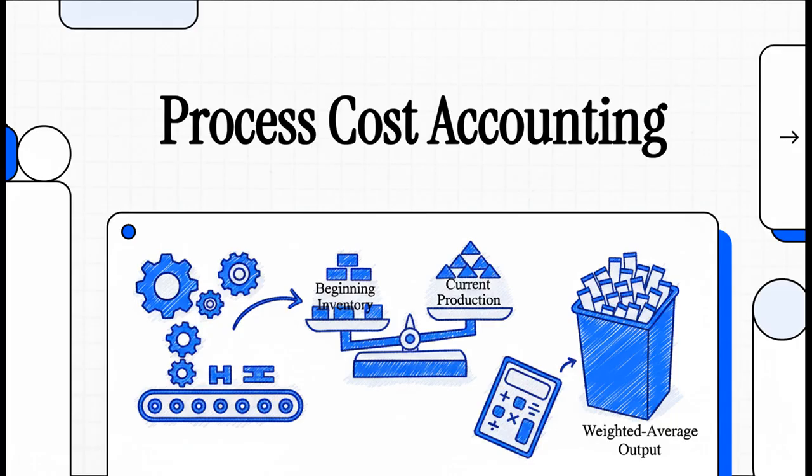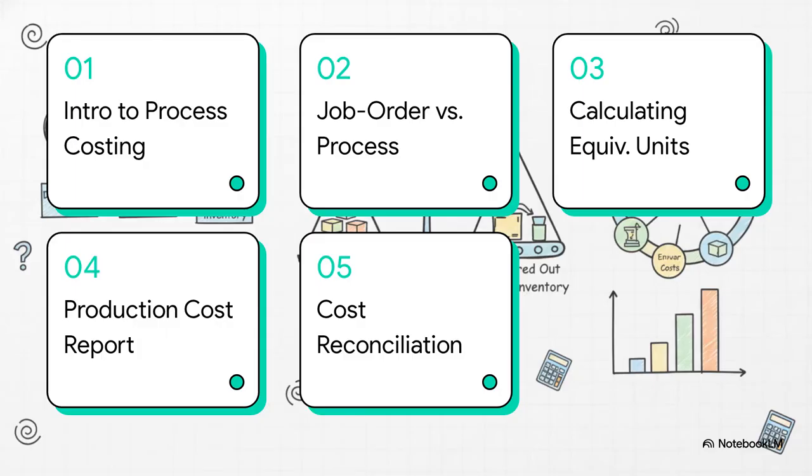Well, that's precisely what process cost accounting is all about. And we're going to break it down using a very common approach called the weighted average method. So here's our game plan. We'll start with an introduction to process costing itself. Then we'll compare it to job order costing to really highlight the differences.